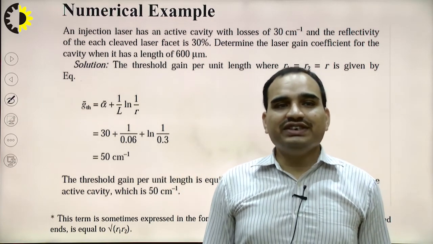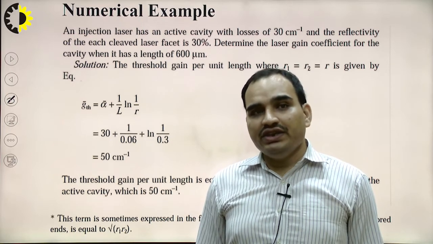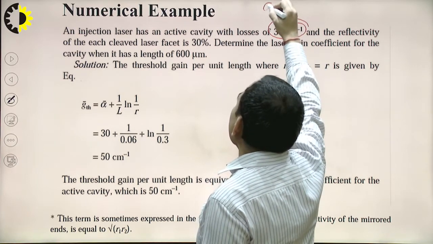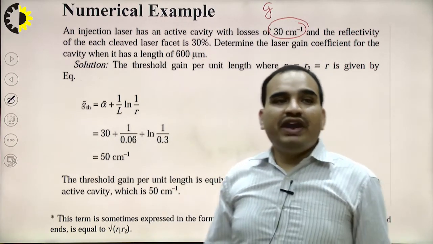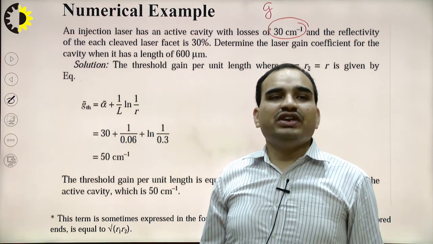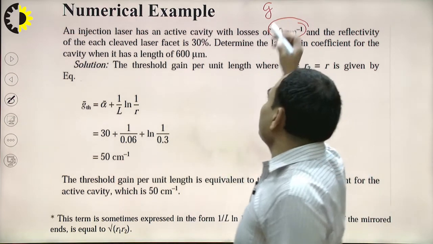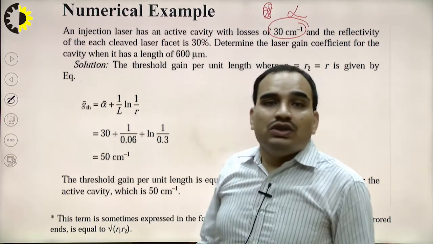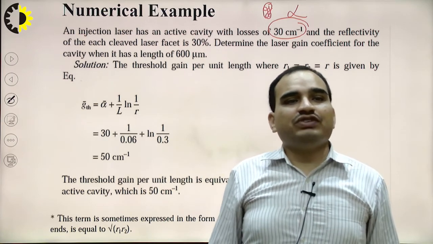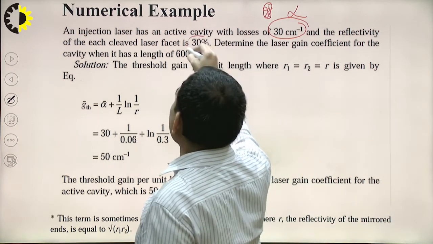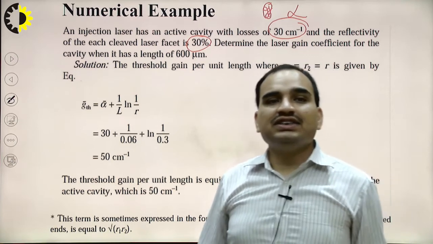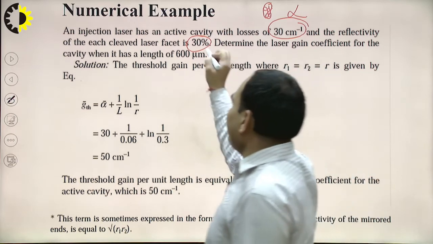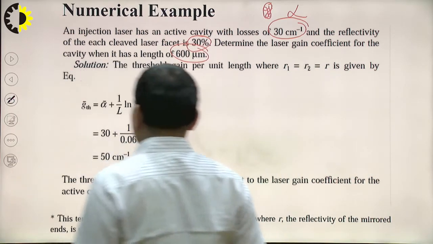An injection laser has an active cavity with losses of 30 per centimeter. So this is not G, this is per centimeter, which means alpha bar is given to us, and the reflectivity of each cleaved laser facet is given as 30%. So determine the laser gain coefficient for the cavity when it has a length of 600 micrometers.